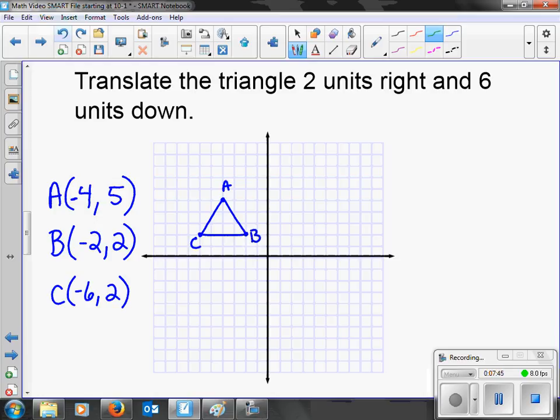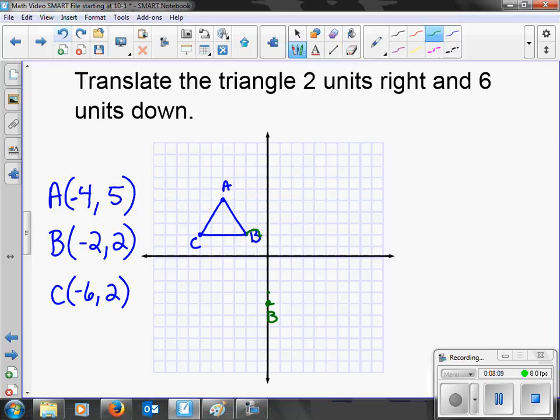So we'll start with B, 2 units right, 1, 2, so right on this black line, and then 6 units down. 1, 2, 3, 4, 5, 6. This is where B is now. So let me erase the rest. There we go. So that's B.